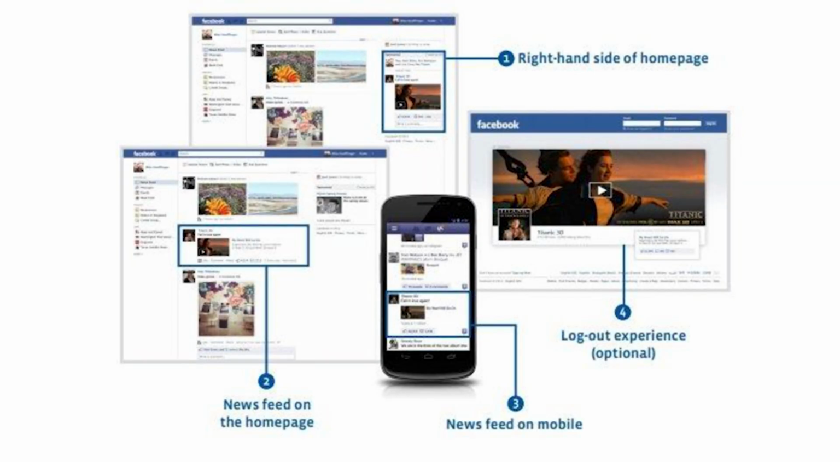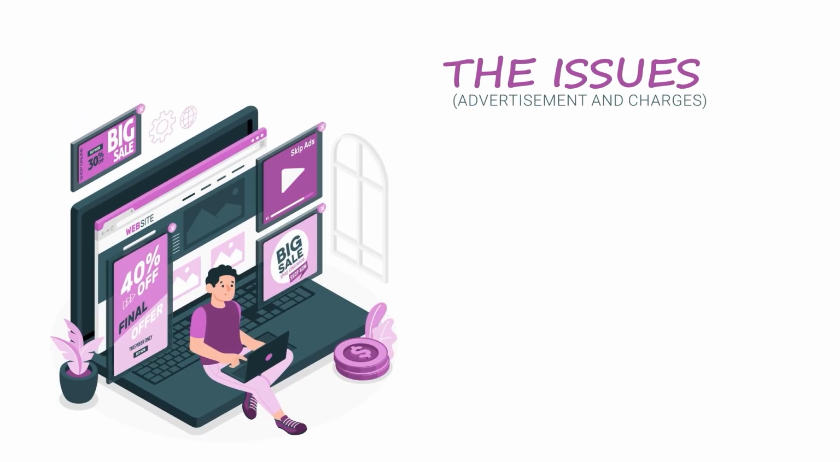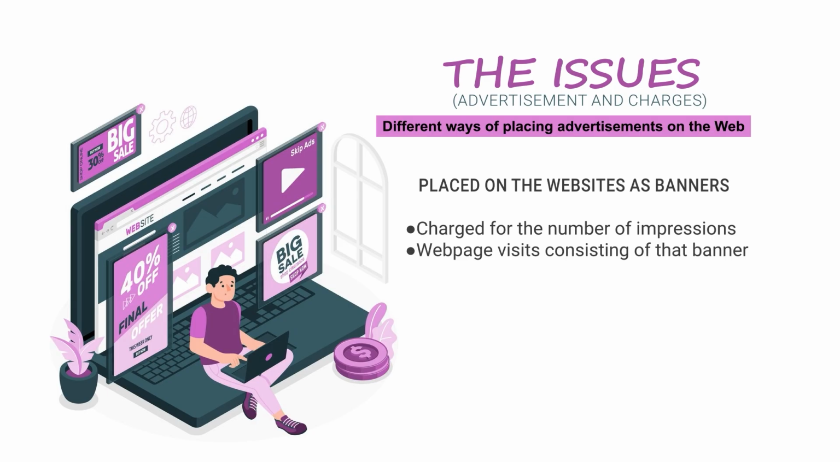Now, where will that actually take place? It can be in the form of a news feed on the home page, a news feed on mobile, logout experience options, or at the right side of the home page. So there are various places fixed for advertisements on web pages. The issues are how these advertisements are displayed, the position of the advertisement, and how much they are charged.